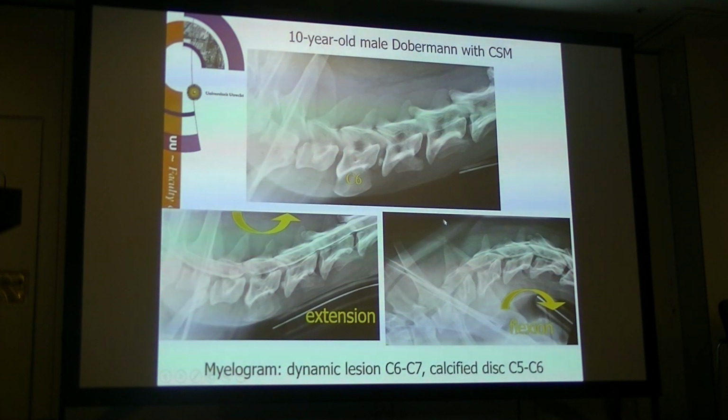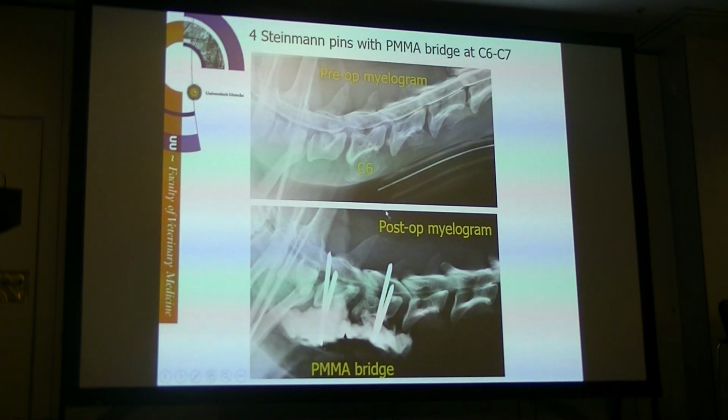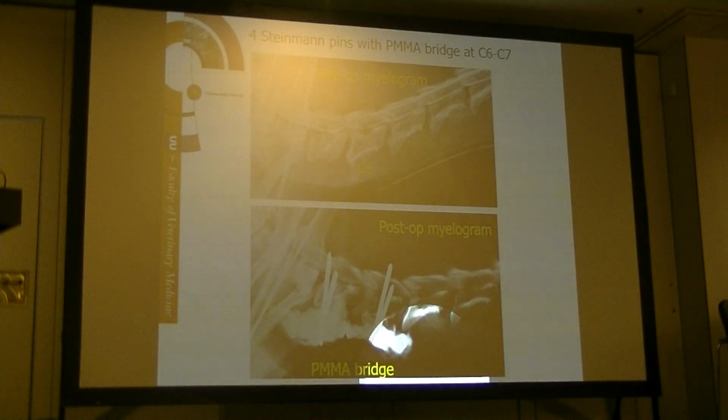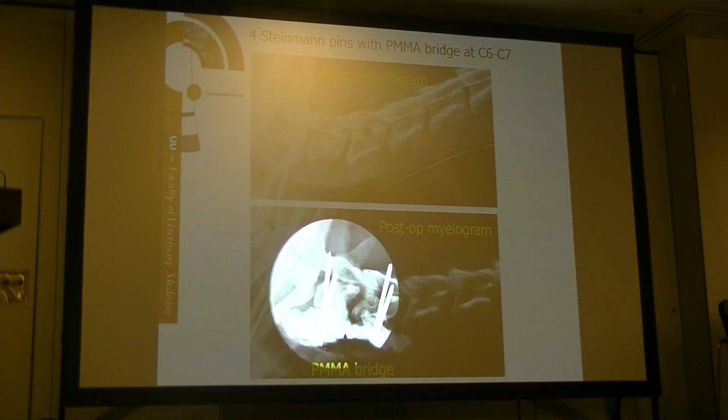This is another example, a 10-year-old Doberman. Here we see some calcification of the disc. But that's not the problem side. The problem side is C6, C7. We see the disc narrowing, and we see the compression on the spinal cord. And then our pins are put in place, and the cement is molded around the pin ends, or if you use screws, the screws are left sticking out, and they are incorporated into the cement bridge.